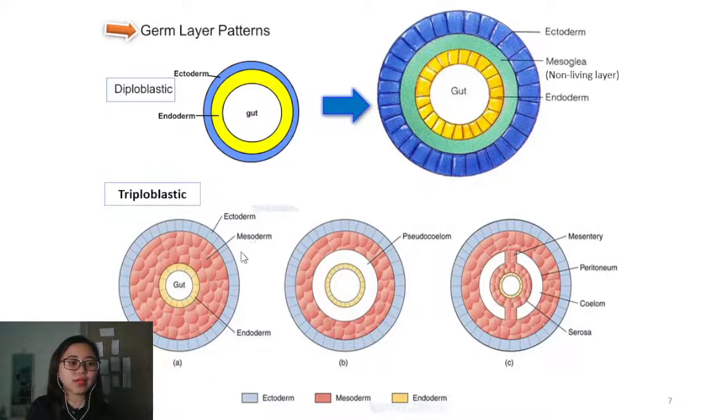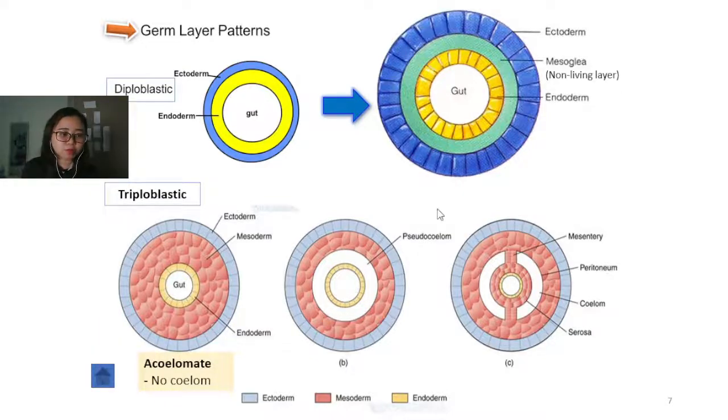but it doesn't count as its own tissue layer. For triploblastic organisms, you can divide it into three more body plans, which is the acoelomate, no coelom. Coelom adalah macam ruangan kosong di antara germ layer. Okay, so this one, it has ectoderm, mesoderm, endoderm. Cuma, macam kamu nampak di sini, dia punya ectoderm, mesoderm, endoderm semua melekat sama-sama. Tiada ruangan kosong di antara germ layer dan ini dikira sebagai acoelomate, tiada coelom.